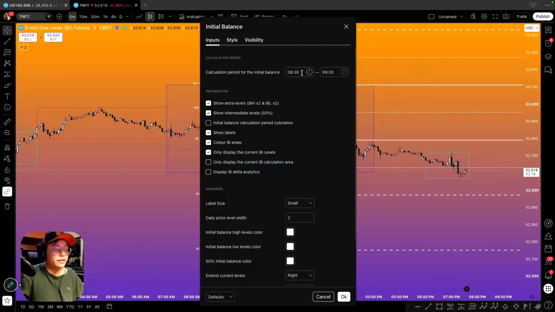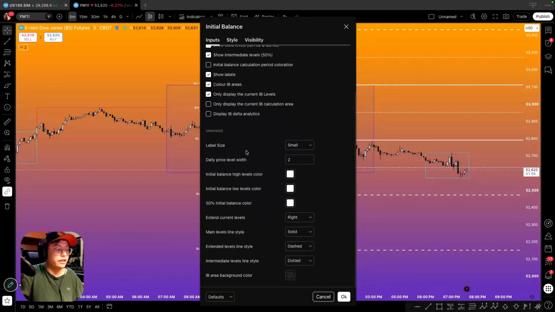So just make sure you guys change the time based on your time zone. My New York Stock Exchange opens at 8:30 and the first hour ends around 9:30, so it may vary depending on where you guys live. Everything else, this is what my settings are.